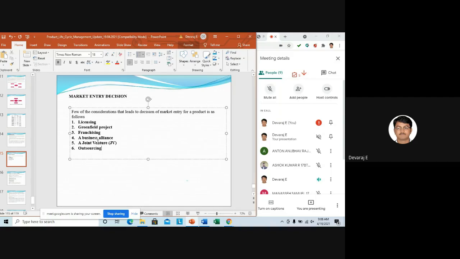They will make the agreement, so each party should make the agreement. Then only they can sell the products from one party to another party, or from one company to another company. Always you should know, you should make the agreement. Without this agreement, you cannot sell the products from one company to another company. So this is called licensing.